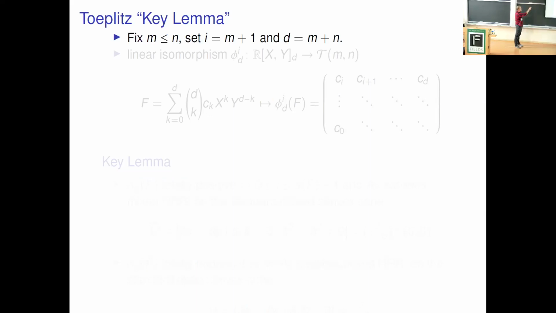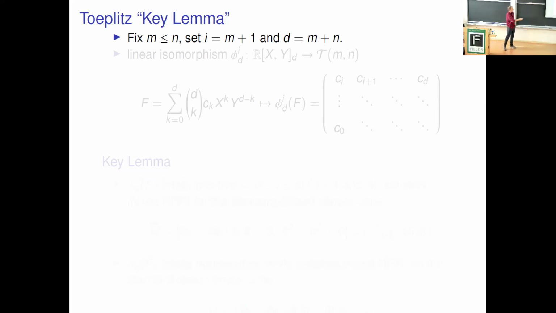First of all, let me say that it's okay if we assume that m is less than or equal to n. M is the number of rows. Because if I have a Toeplitz matrix, I can just take the transpose, and that's a Toeplitz matrix too. So might as well assume that m is less than or equal to n. And let me define these new parameters.